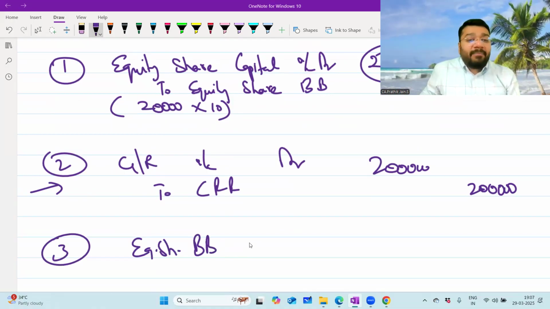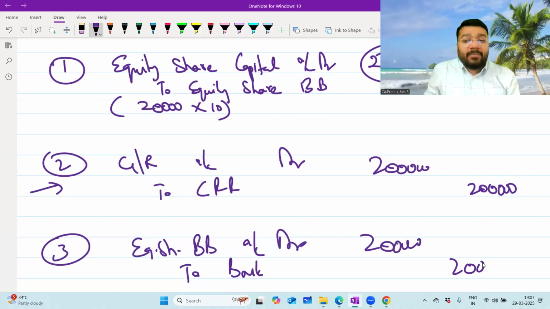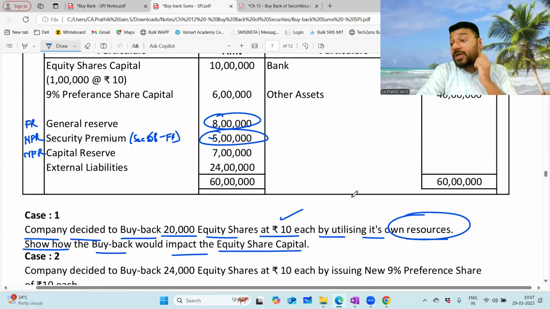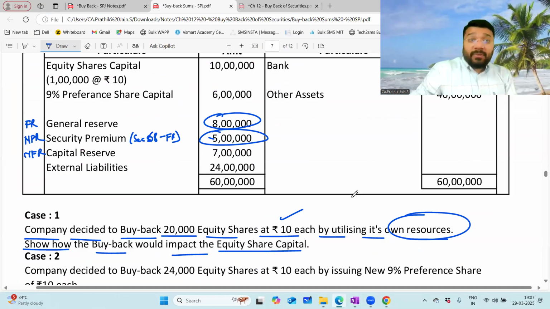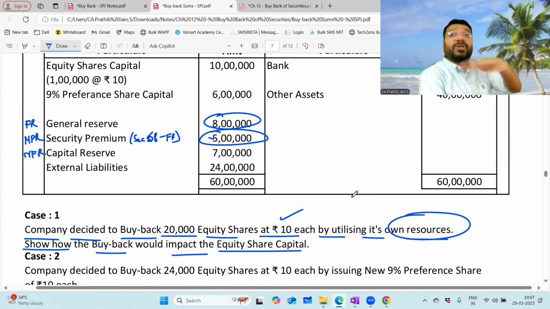Equity share buyback account debit to bank. Very good. 2 lakh and 2 lakh. Any problem? That's all. These are the only 3 entries. Sir, in this entire chapter, are these the only 3 entries? See, from the buyback point of view, we have some 3-4 entries like this. Apart from that, in this question, what will happen?